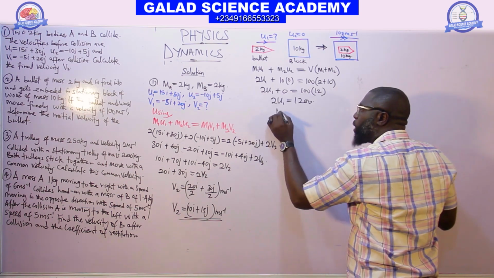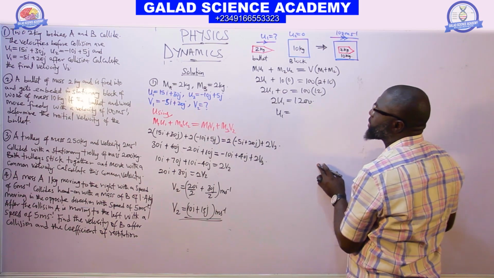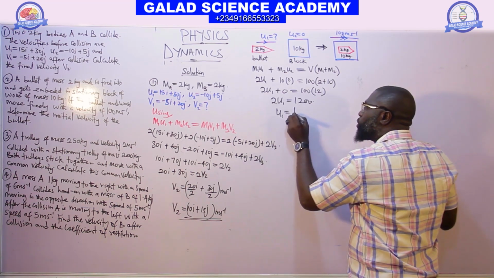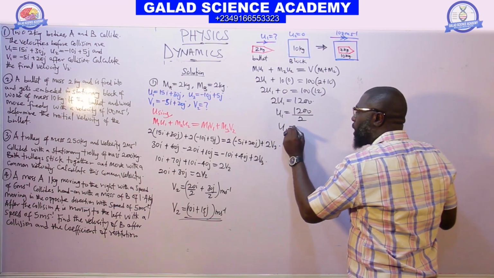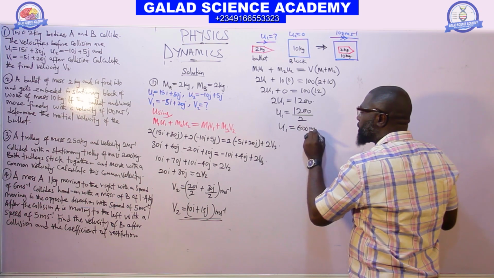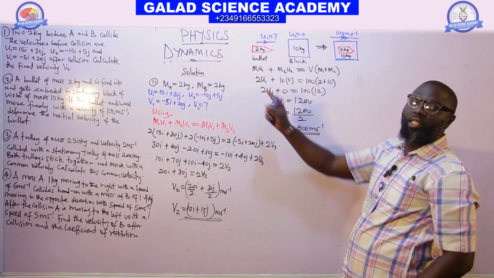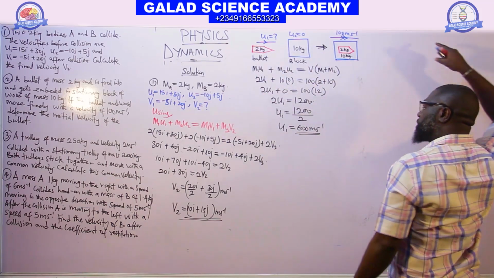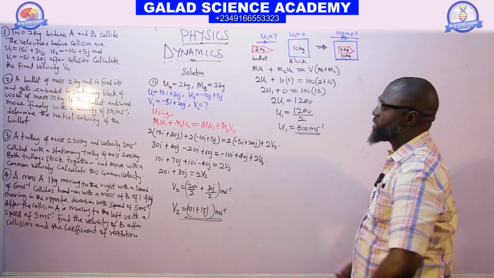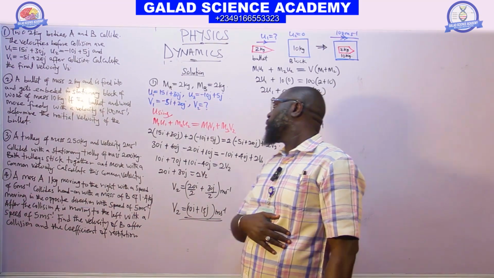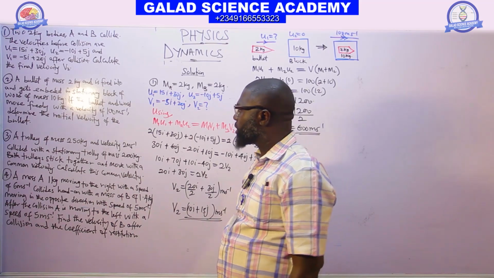So U1 will now be what? Divide 1,200 by 2. You have 1,200 over 2. So the U1 is 600 meter per second. The speed of the bullet is 600 meter per second.